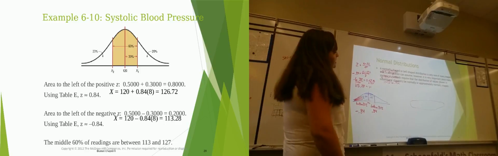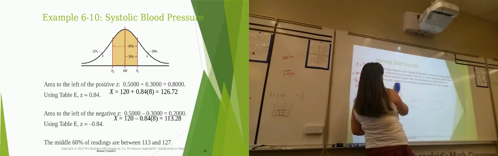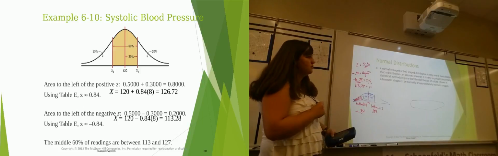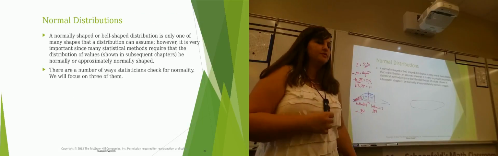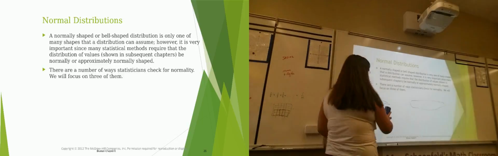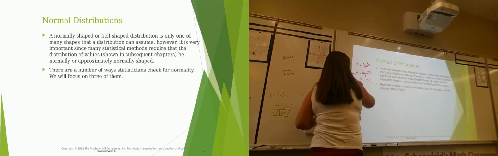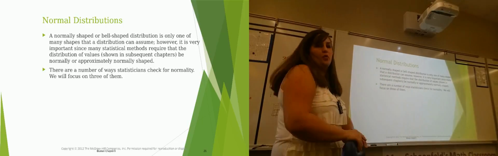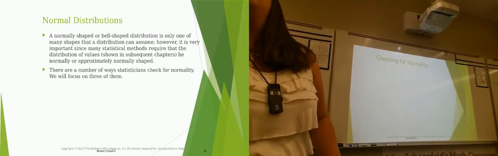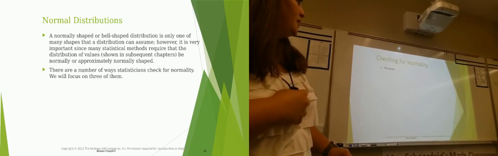A normally distributed or bell-shaped distribution is only one of many shapes that a distribution can assume. However, it's very important since many statistical methods require that the distribution of values in subsequent chapters be normally or approximately normally shaped. Okay, we check for normality on some things. So not everything is normal. From now on, when we say normal, I totally mean this. I don't mean like, you're weird. It's okay. We expect it.